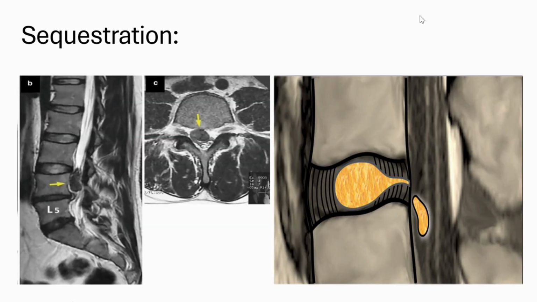Now sequestration. Sequestration is the detachment of the herniated content from the parent disc. As we can see in this representative image, this yellow part is the nucleus pulposus and this is the herniated content detached from the parent disc. So this is lodged in the epidural space away from the disc. It could be cranially or caudally, and this can mimic an epidural mass and it will lead to nerve root compression and spinal canal narrowing.